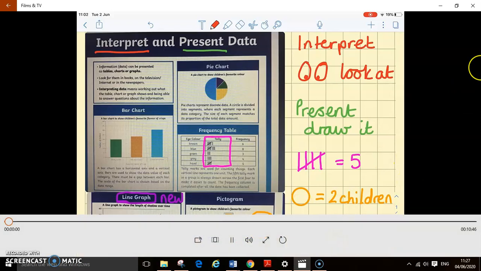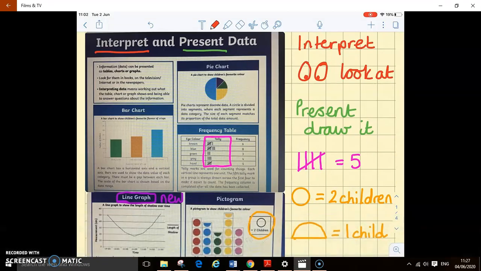So we're going to move on, and I just want to have a look at some of these different ways that data is presented. And we're quite familiar with a bar chart. We've seen that in Year 2 and in Year 3. And like I say, we've already done some work on that in Year 4. And we're going to talk about those in a little bit more detail.